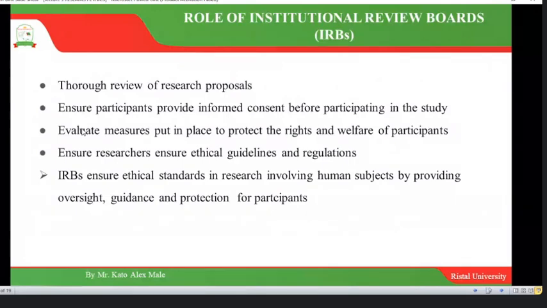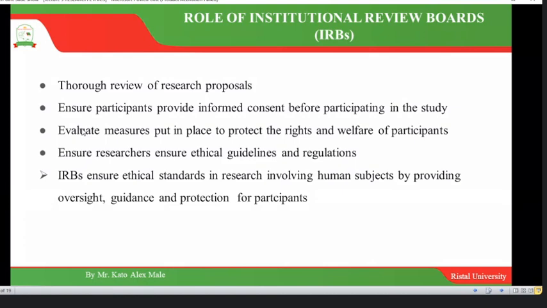Here, I tried to provide the role of these IRBs, institutional review boards. One, thorough review of your research proposals. This is where you submit your research proposal. You try to come up with your research design, illustrate it in the research proposal, submit it to the review board. They review, they tell you changes and where they are necessary. And in case there are no changes, in case your protocol is authentic, they accept that please go on and collect your data.